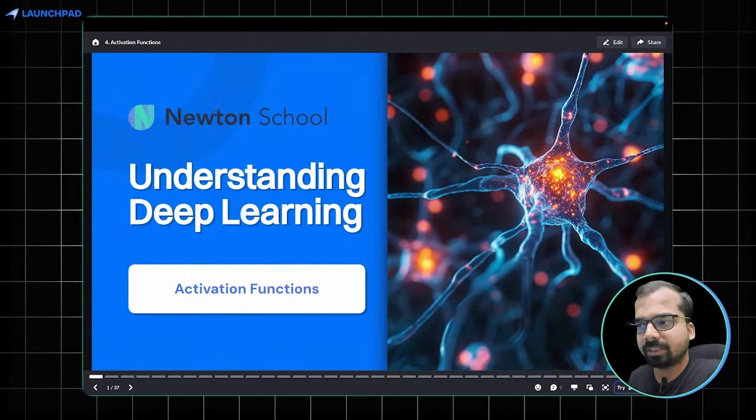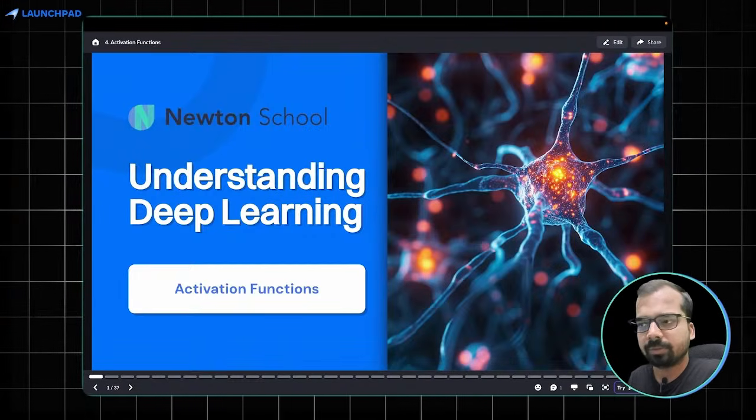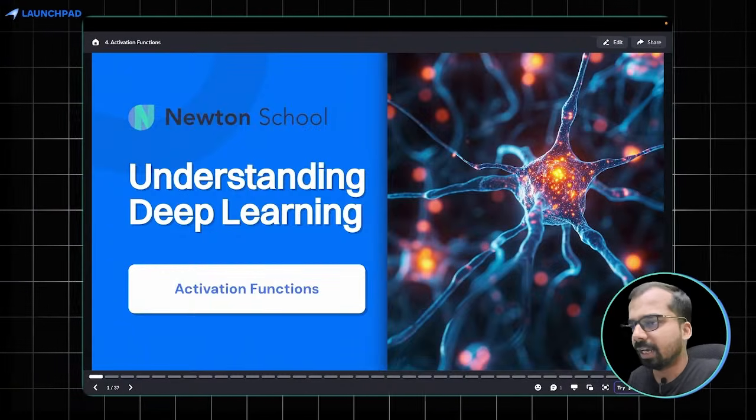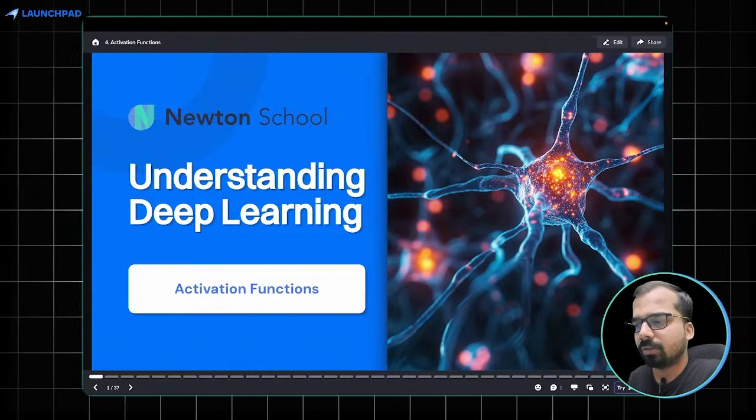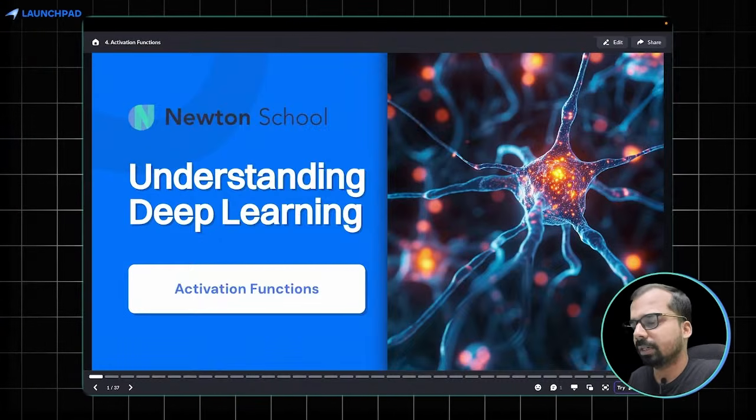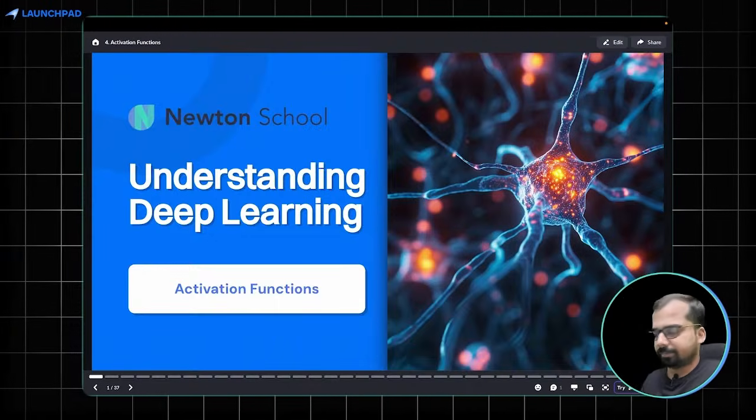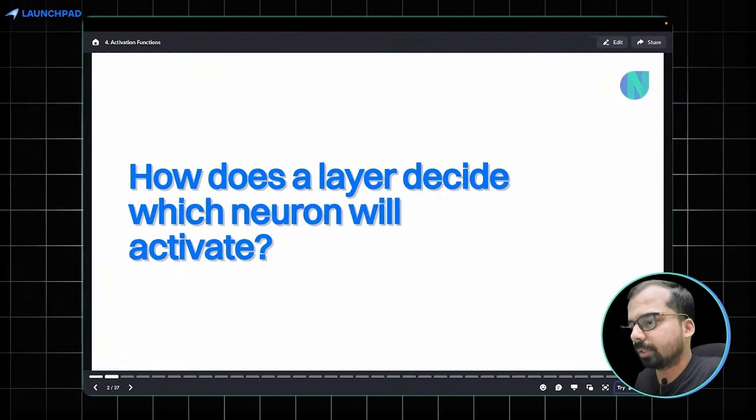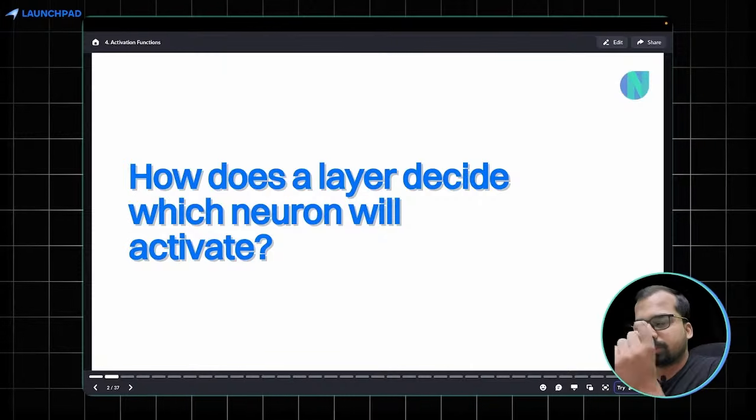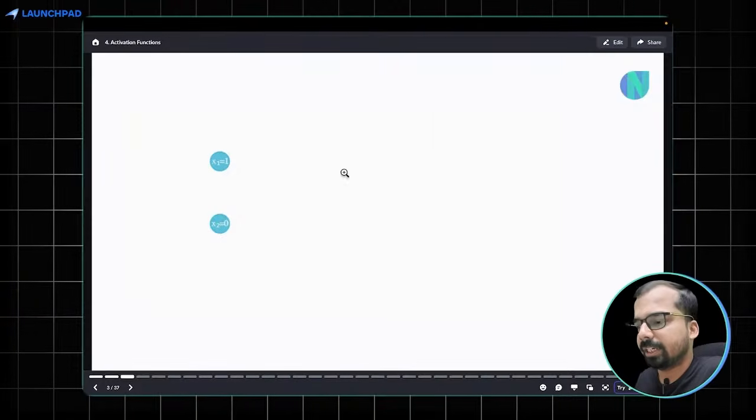Now, if you remember, the perceptron had this limitation that it can only understand linear decision boundaries, right? At the end of the day, it will always create a linear decision boundary. And in real-world scenarios, there are a lot of non-linear cases. So in order to tackle those non-linear cases, the concept of activation functions comes into the picture. So let us get started. How does a layer decide which neuron will activate? By neuron we mean those perceptron-type units that are useful in creating deep neural networks.